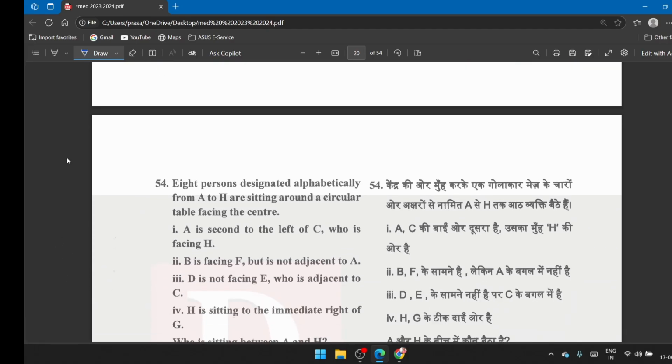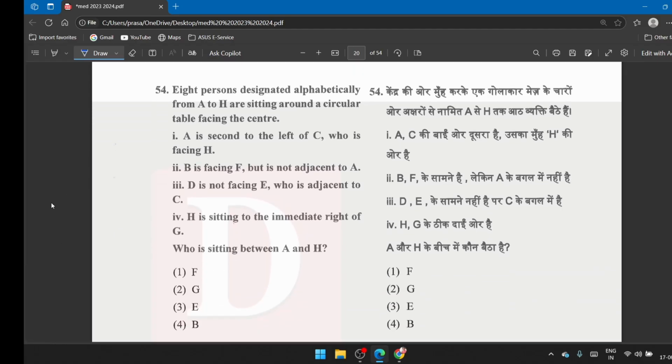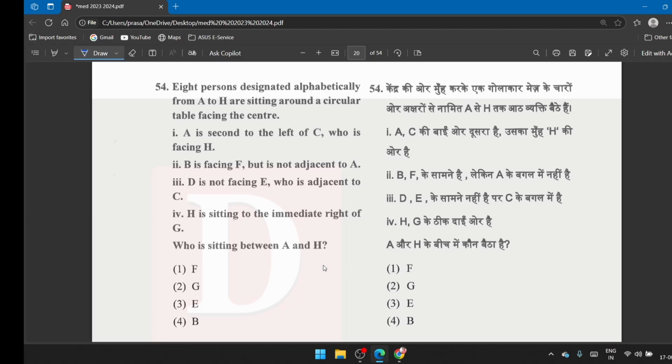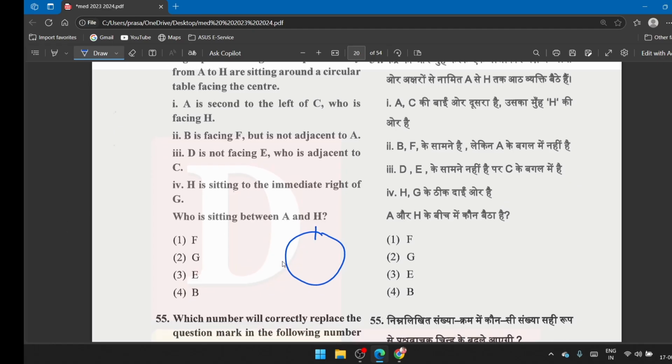Okay. Next, 8 persons designated alphabetically A to H are sitting around a circular table facing the center. A is second to the left of C. Now let's see, 8 persons like this: 1, 2, 3, 4, 5, 6, 7, 8. A is second to the left of C. So for example, if you put A here, you can put C here. Who is facing H? C is facing H.